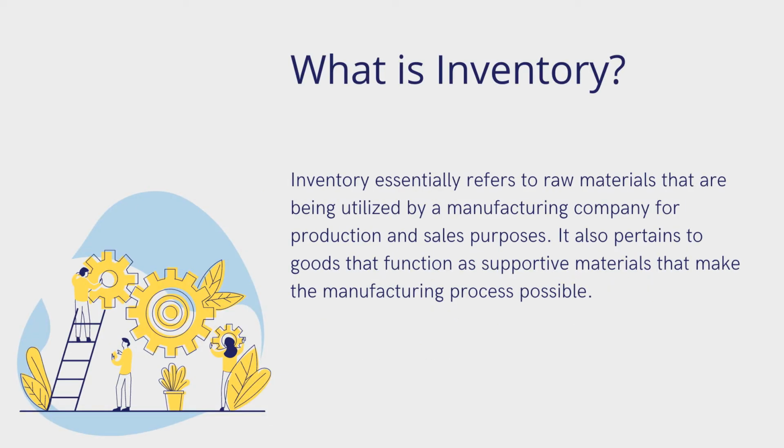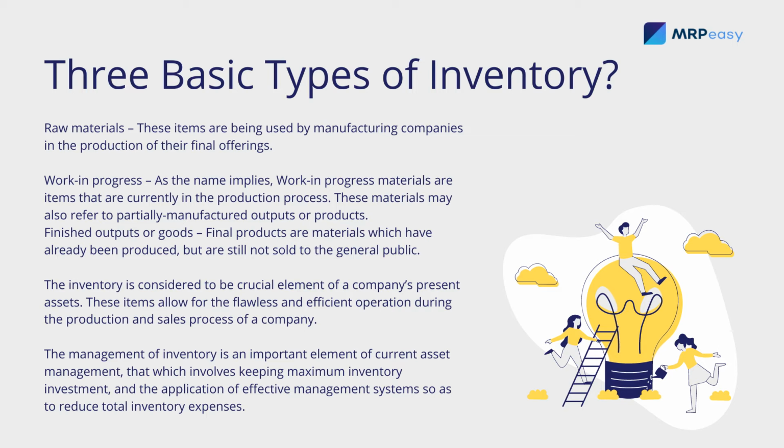What is inventory? Inventory essentially refers to raw materials that are being utilized by a manufacturing company for production and sales purposes. It also pertains to goods that function as supportive materials that make the manufacturing process possible. 3 basic types of inventory.